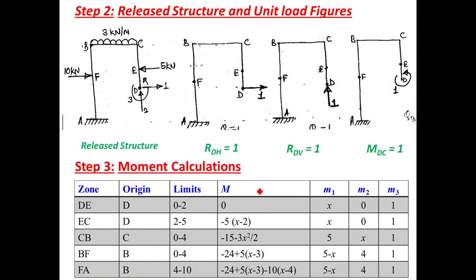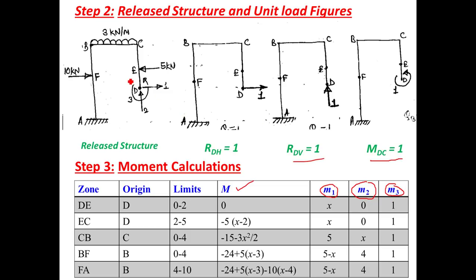Now we have to take moments in the various zones one by one. Now in 4 figures we have to take moments. Release structure moments are represented by capital M. Then from the RDH equal to 1 figure you will get M1. From the RDV equal to 1 figure you will get M2. Then from the MDC equal to 1 figure you will get M3. Okay, so one by one now we will take the moments.